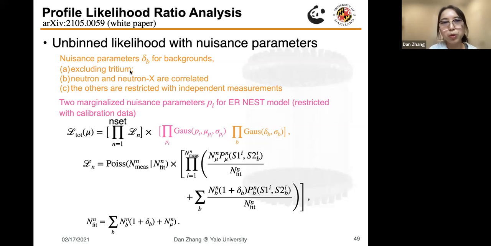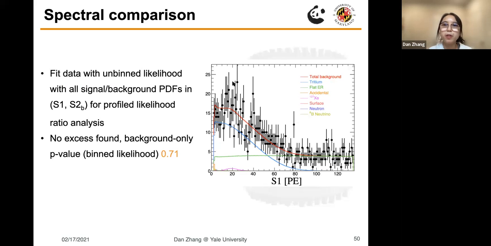Excluding tritium, we don't have any independent measurement. Neutron and neutron-X are basically neutrons coming from the material backgrounds, and they are correlated, so they share the same nuisance parameter on the event number, and the others have their own independent measurements. We also include our signal model calibration uncertainty, as I just said, in the likelihood fitting, which is marked in magenta. And here is the best fit of our data.